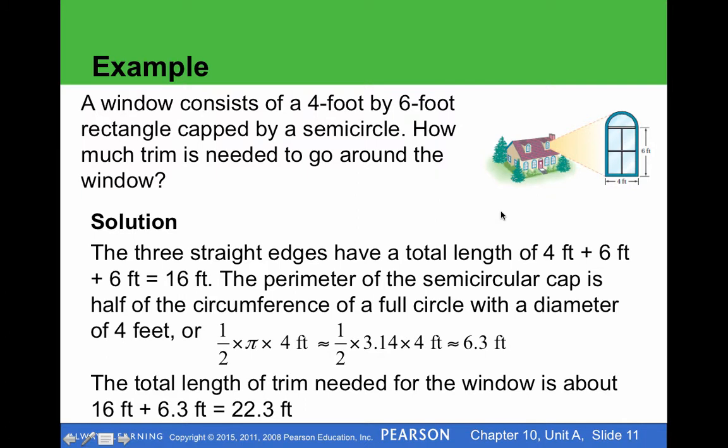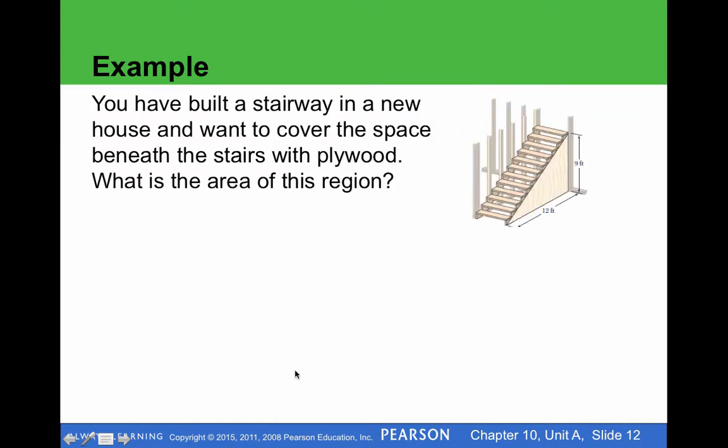Okay, the total length of the trim needed for the window is about 16 plus the 6.3 feet, which was the length of half of the circumference of the circle. And the total length is now 16 plus 6.3, 22.3 feet.